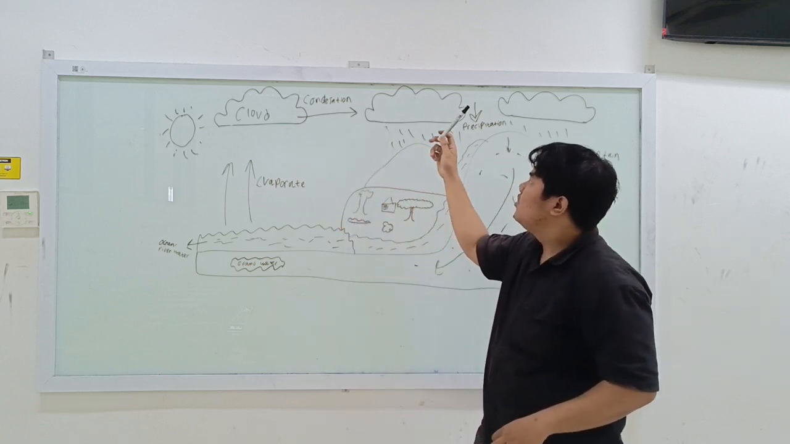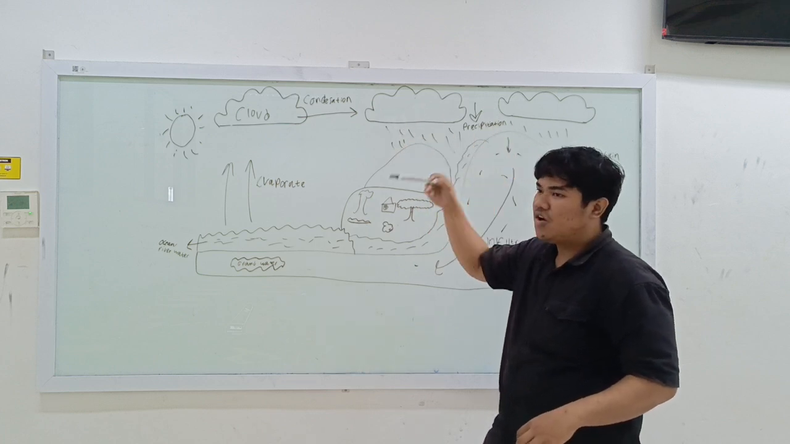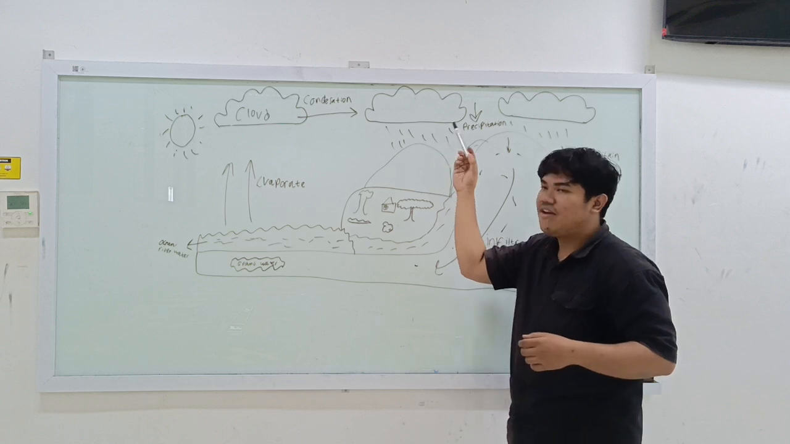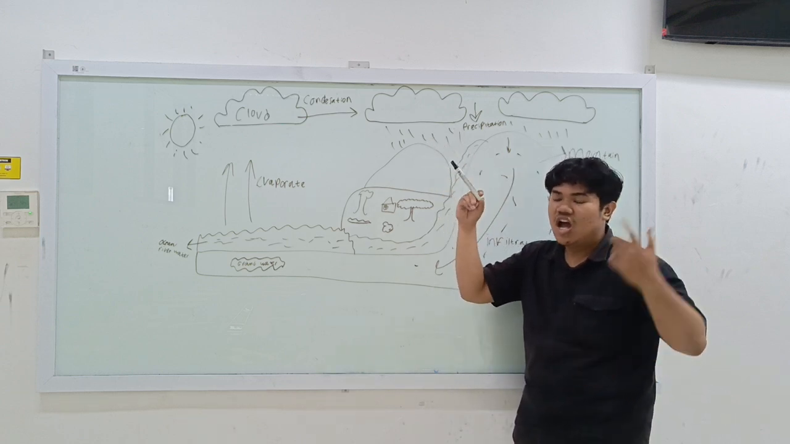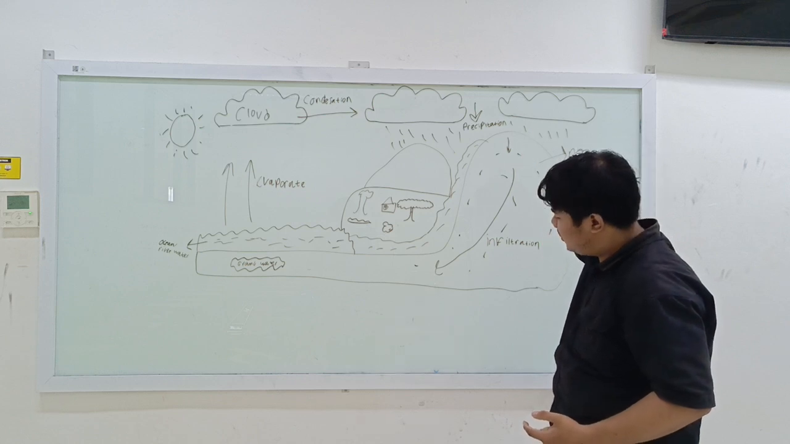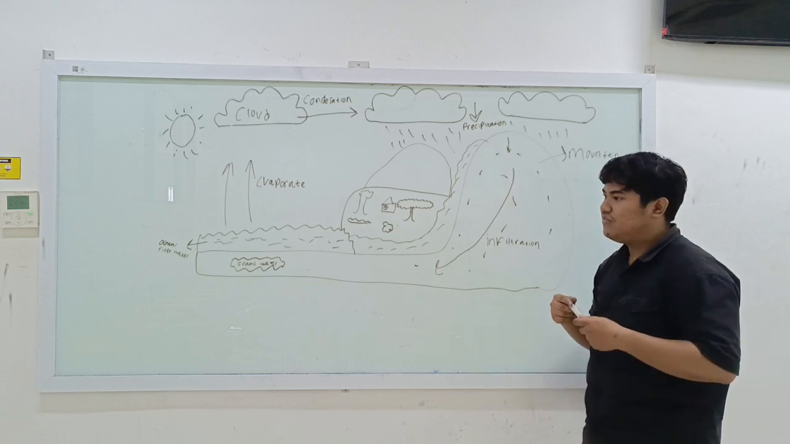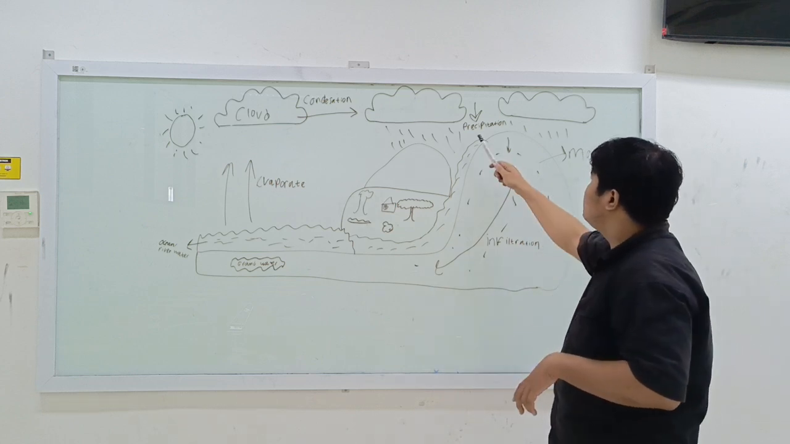After that, do you guys know what will happen after the clouds get heavy and become dark? Correct. It will become rain in a short time. In scientific terms, we call it precipitation.